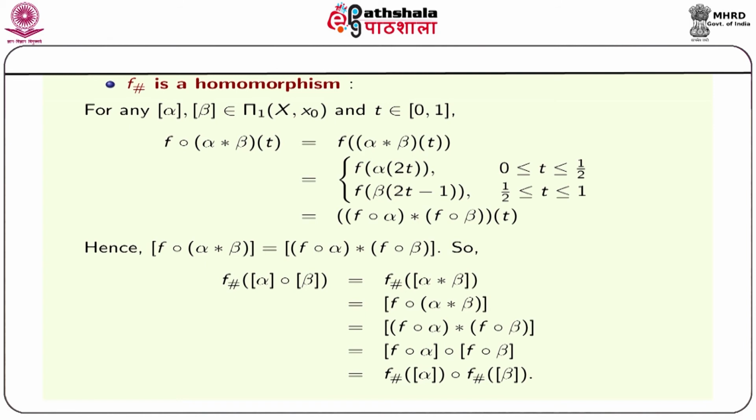So, if we apply the definition of F sharp, then F sharp of class alpha star beta is equal to the class of F composed alpha star beta, which is the class of F composed alpha star F composed beta, and now we can split it up into two classes, that is class of F composed alpha, times class of F composed beta. That means, F sharp of alpha times beta is F sharp alpha times F sharp beta. That means, F sharp is a homomorphism.